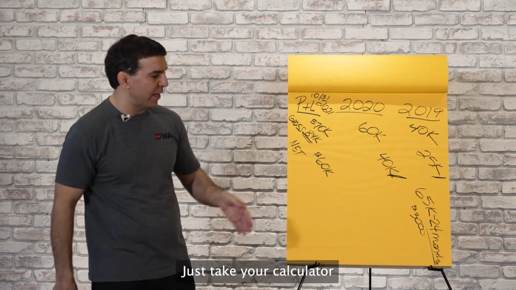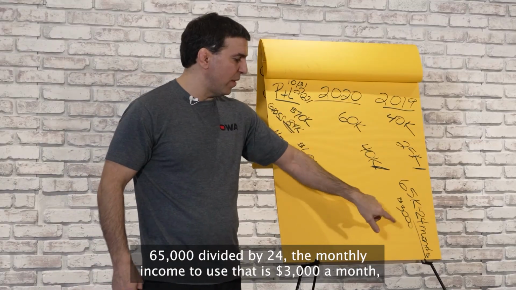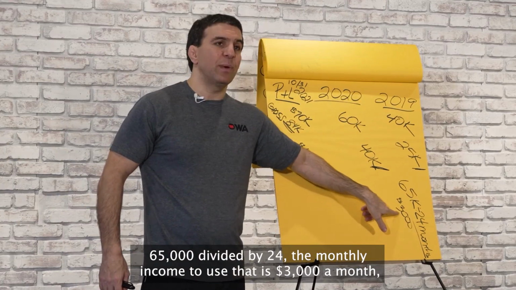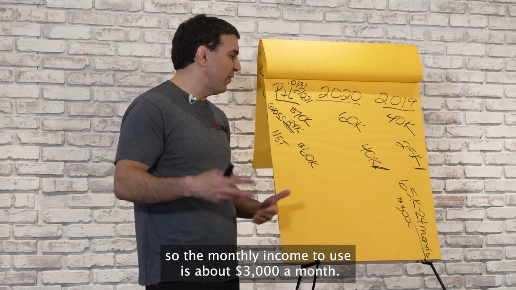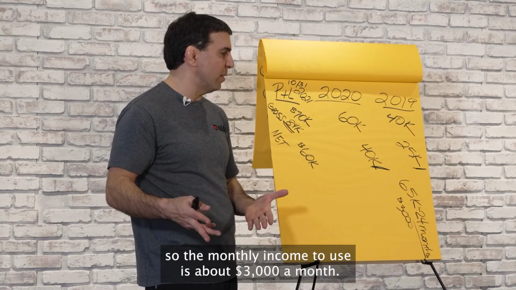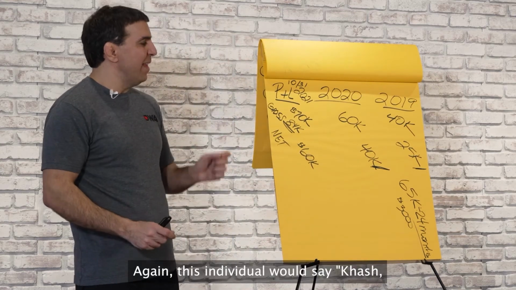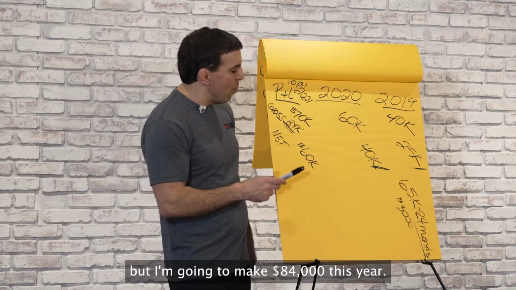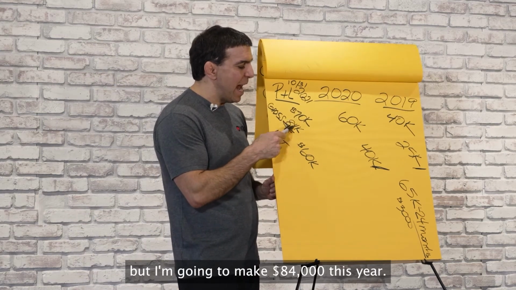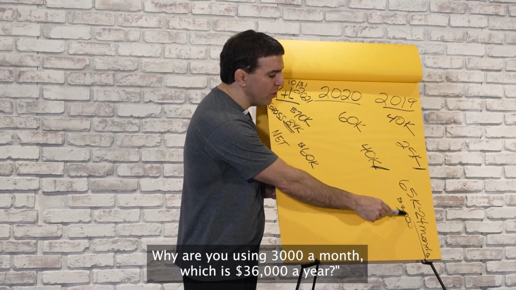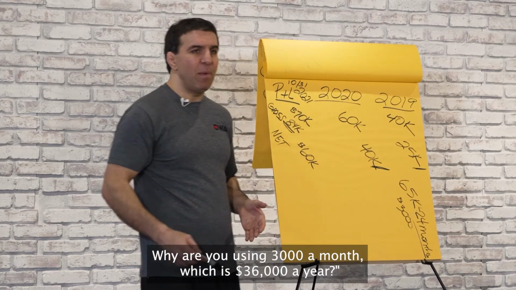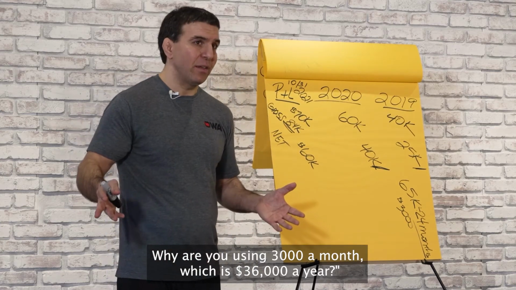Just take your calculator, 65,000 divided by 24. The monthly income to use then is $3,000 a month. So the monthly income to use is about $3,000 a month. Again, this individual would say, Khash, but I'm going to make $84,000 this year. Why are you using $3,000 a month, which is $36,000 a year?